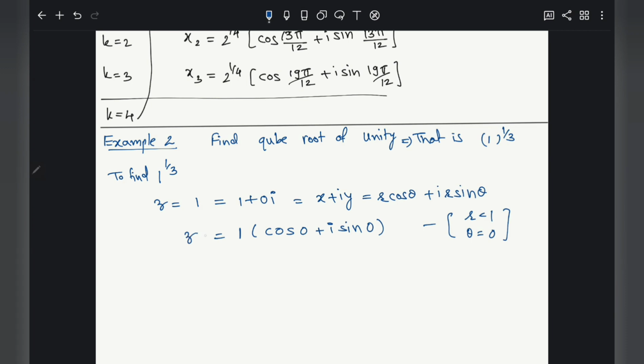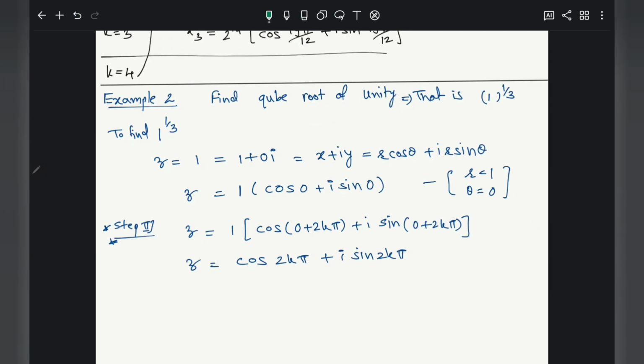So once you write this, then we have to follow step 2. Step 2 is very important. We have to generalize the theta. That is, our z will become, this theta will be generalized, that is, we have to add 0 plus 2k pi. So we will add 2k pi here, and we will add 2k pi here also. So this is what we get the complex number as.